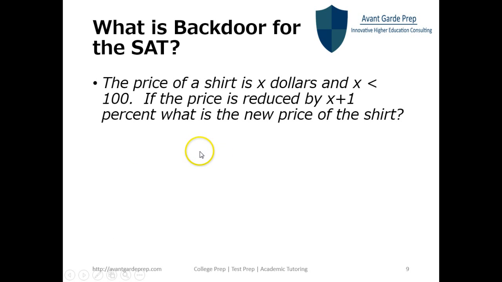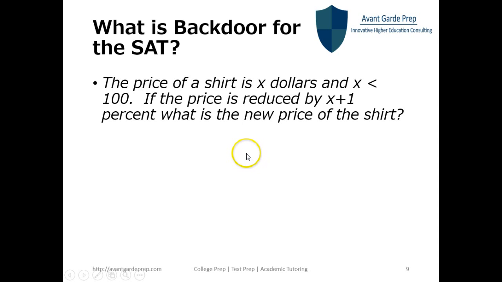Okay, our first example for backdoor. The price of a shirt is X dollars, and X is less than 100. If the price is reduced by X plus 1%, what's the new price of the shirt?